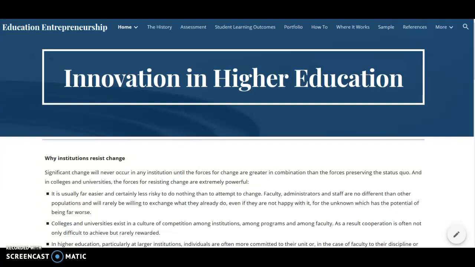Hello, everybody. Welcome to Educational Entrepreneurship, Innovation in Higher Education: How Portfolios Could Disrupt the System. Karen and I selected the actual innovation of portfolios in higher education being used to demonstrate student learning outcomes. So what we decided to do was design an actual portfolio for you to learn about portfolios.